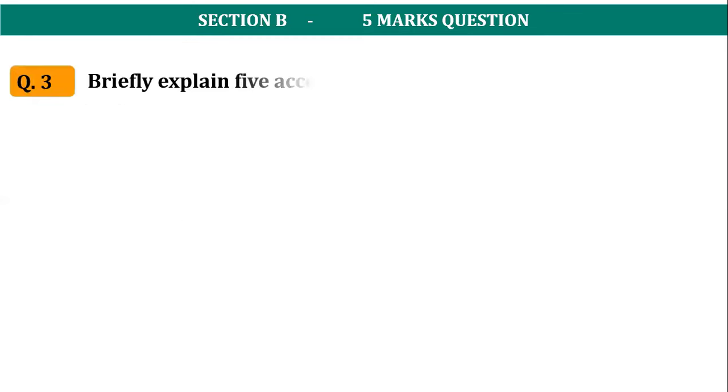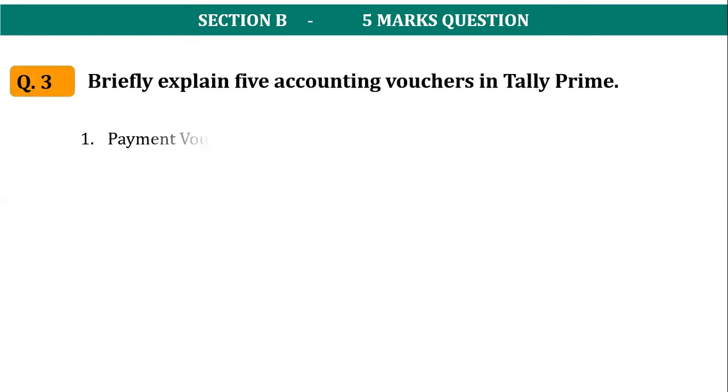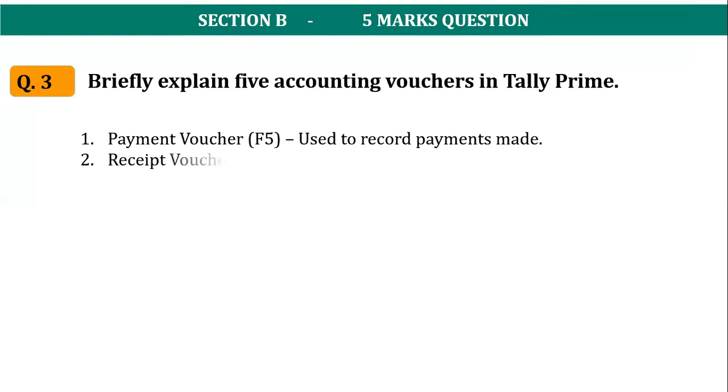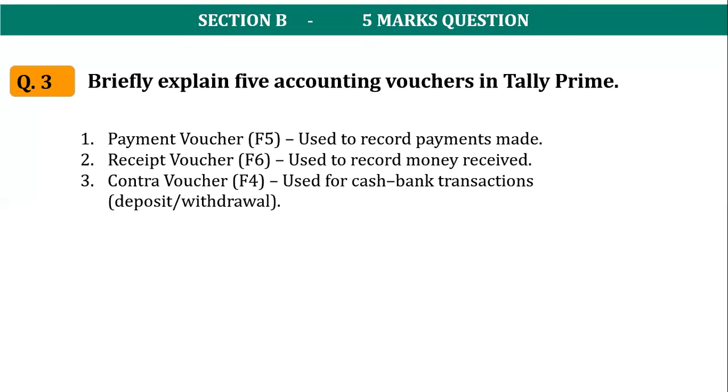Next question. Briefly explain 5 accounting vouchers in Tally Prime. What are the accounting vouchers which you can use? Payment voucher, receipt voucher, contra. Payment is used for payment, receipt when you are receiving money. Contra is where cash as well as bank transactions come, that is withdrawing cash from bank or depositing cash to bank. For this type of transaction you have to use contra voucher.